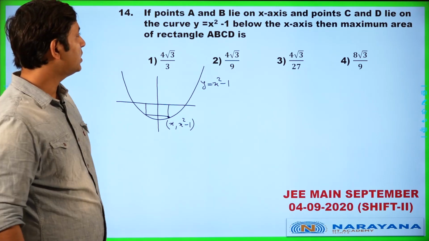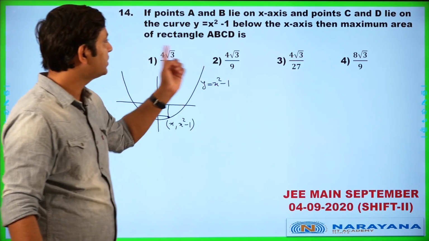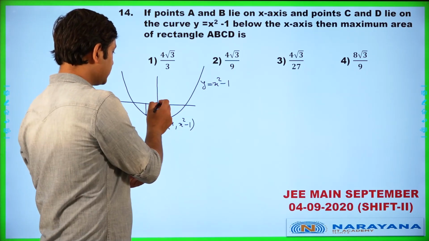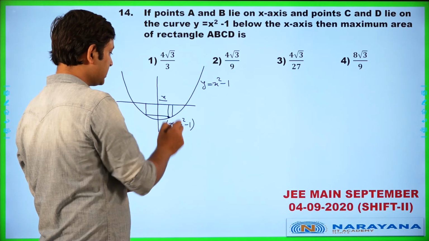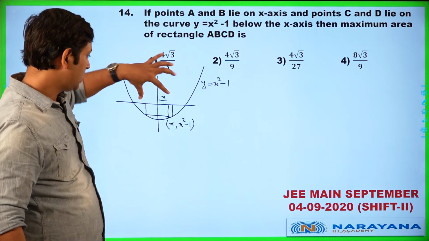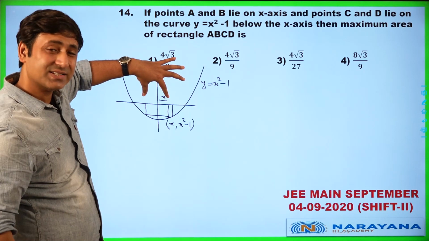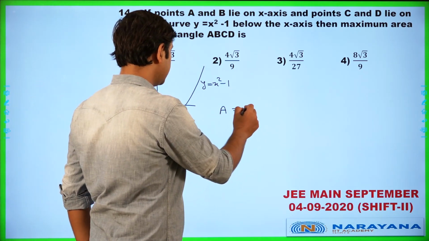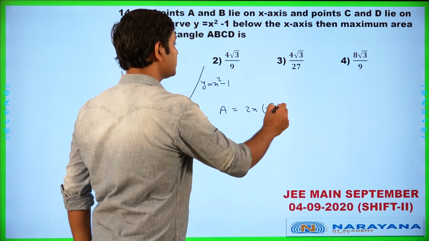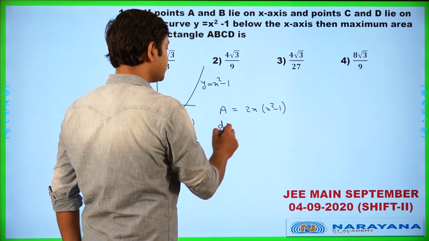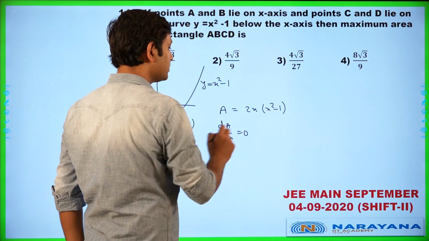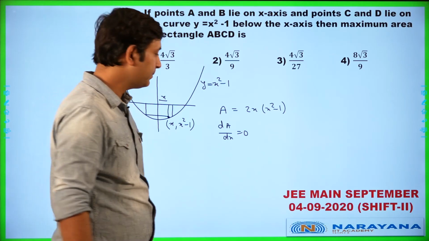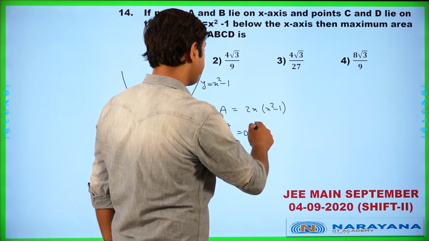And we want the maximum area of the rectangle. For the maximum area, we know that this distance is x and this distance is x square minus 1. The base of the rectangle is 2x long, and the height of the rectangle is x square minus 1. So the area simply is 2x into x square minus 1. We'll differentiate the area with respect to x and equate it to 0 for maximum, to find at what x the area will be maximum.